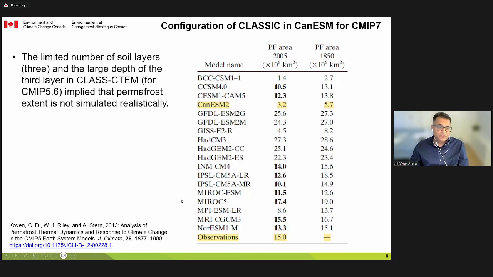So as a result of those 3 soil layers, which were not sufficient, we were one of the poorest models in terms of simulating permafrost extent for CanESM2. This is for CMIP5. You can see the permafrost extent for the year 2005 is around 15 million square kilometers, and we were around 3 million square kilometers.